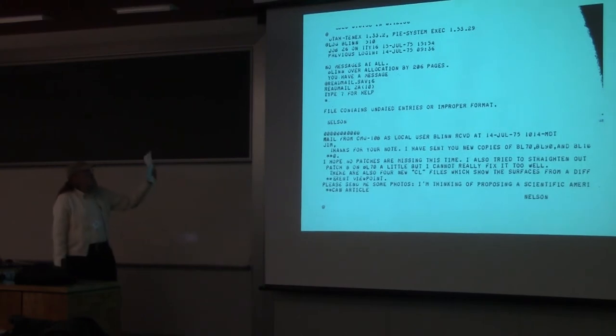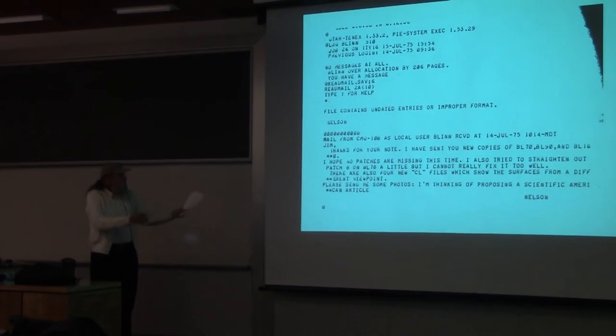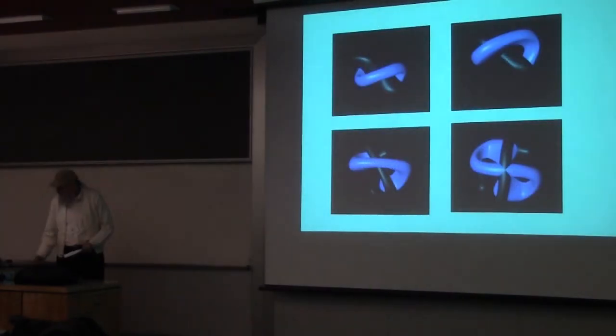So this is what email looked like in July 1975. You logged on to Blinn. Blinn is over allocation by 206 megabytes. That's the first thing they would tell you when you logged on, how much excessive disk space you're using, and then type in read mail, and so on, think to Nelson about which file goes where and so forth. And so then I made these pictures.